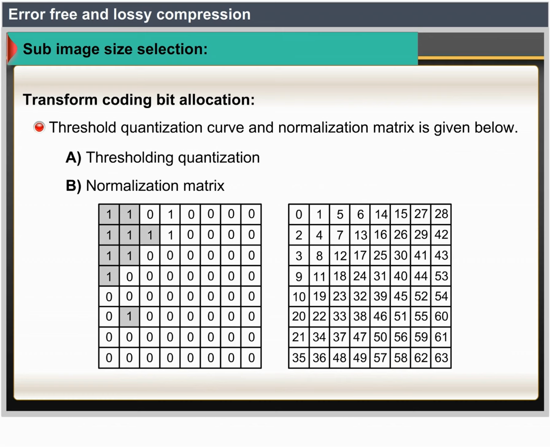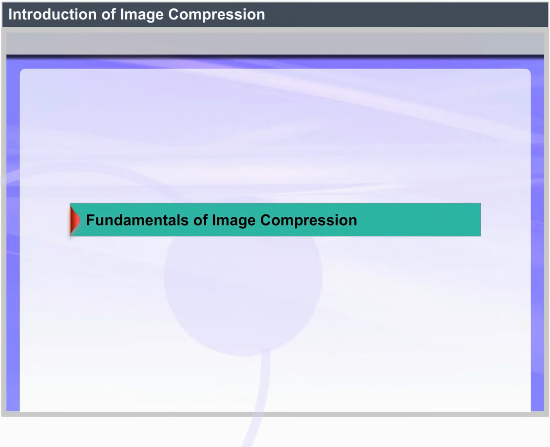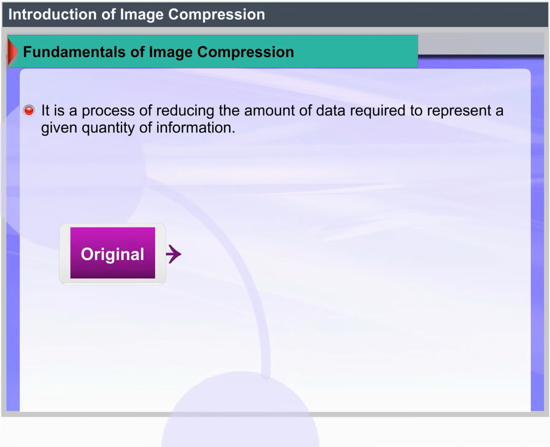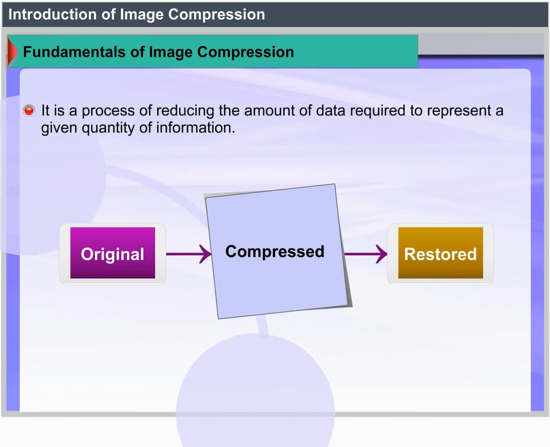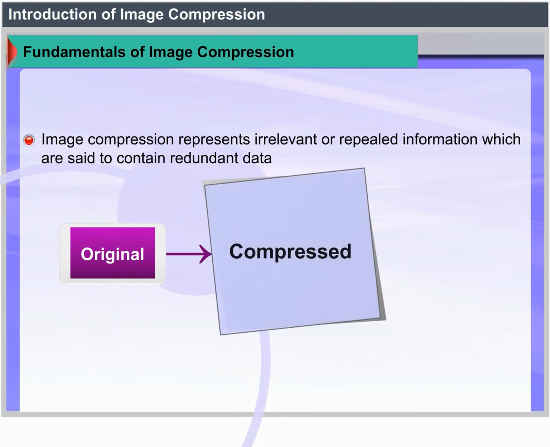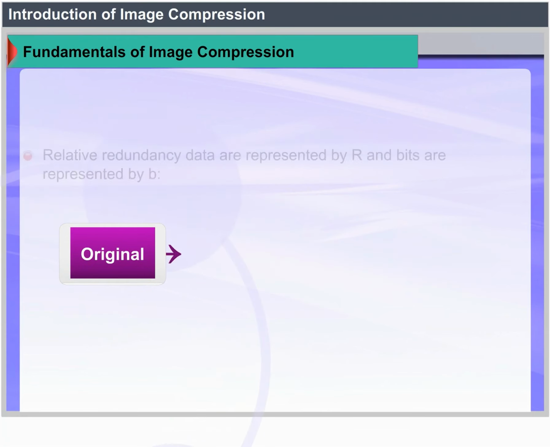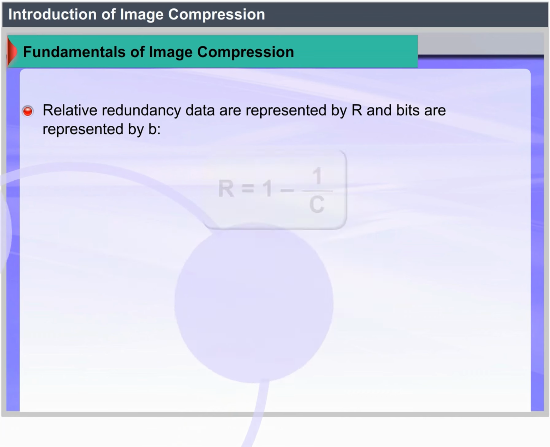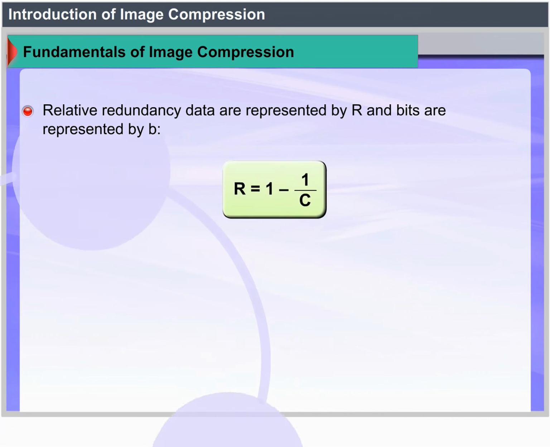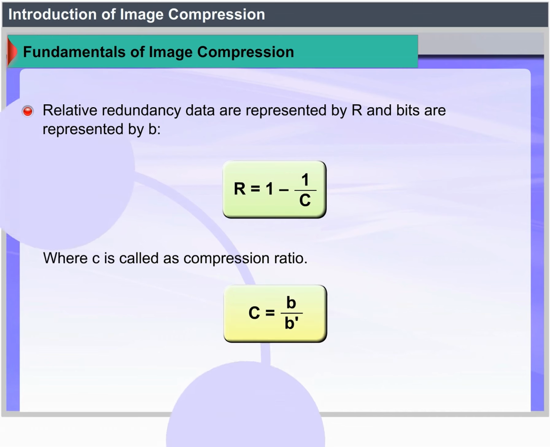Image compression fundamentals. Image compression is the process of reducing the amount of data required to represent a given quantity of information. Irrelevant or repeated information is said to contain redundant data. Relative data redundancy is represented by R and bits by B. R equals 1 minus 1 by C, where C is called the compression ratio. C equals B by B dash.